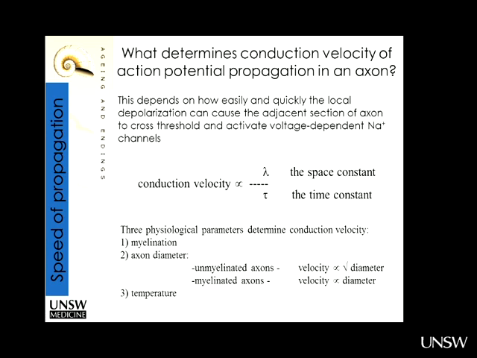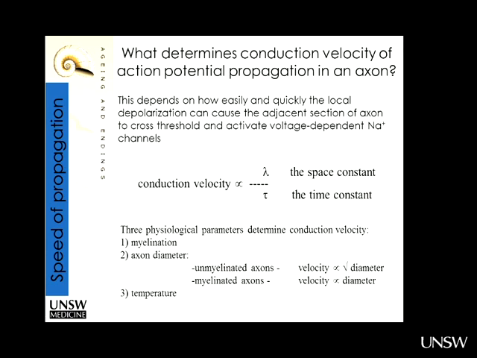But what I want you to get out of this slide is the fact that it depends on myelination. So myelination makes it quicker. And then we have axon diameter. We talked about how axon diameter can reduce Ri, so it allows positive charge to travel down the axon more efficiently. That actually helps with the velocity of the conduction. So the greater the diameter, the more it favors conduction velocity.